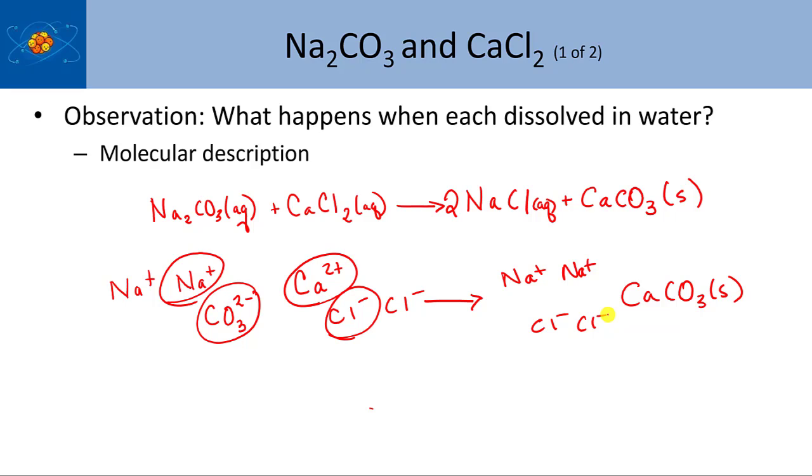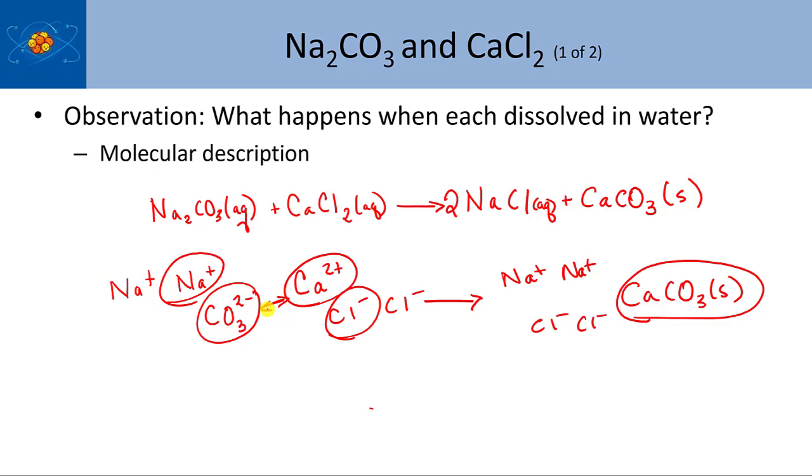The only thing that did anything is the calcium carbonate that was formed, and the calcium and the carbonate ion on this side that got together. The rest of them just sort of were spectators, and we'll talk about this in more detail. The rest of them were just spectators to the calcium and the carbonate doing a reaction.